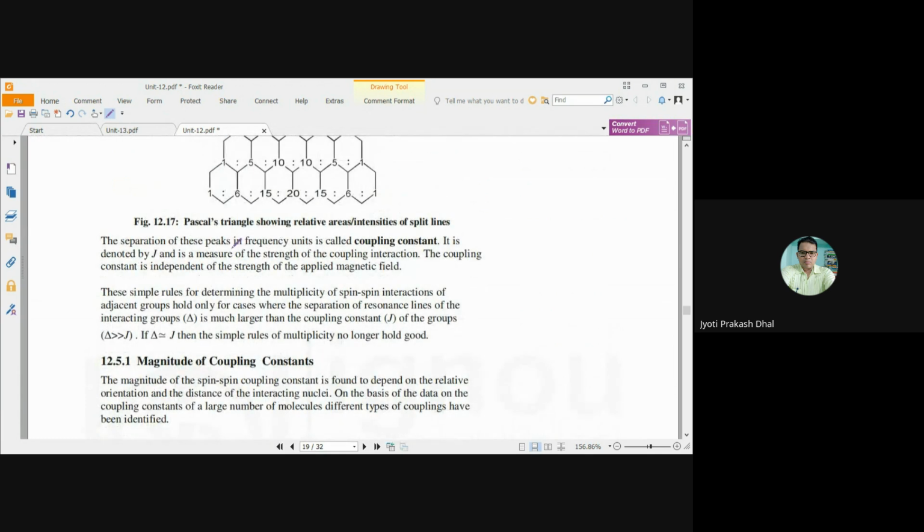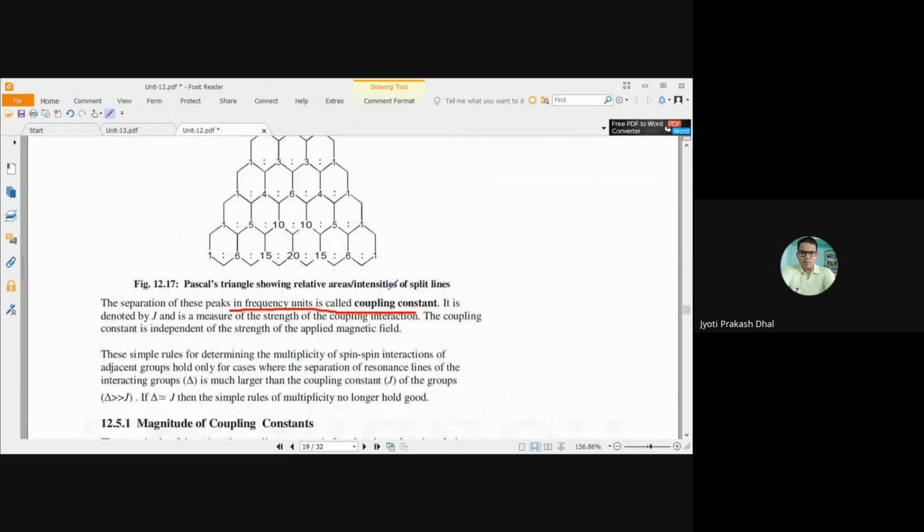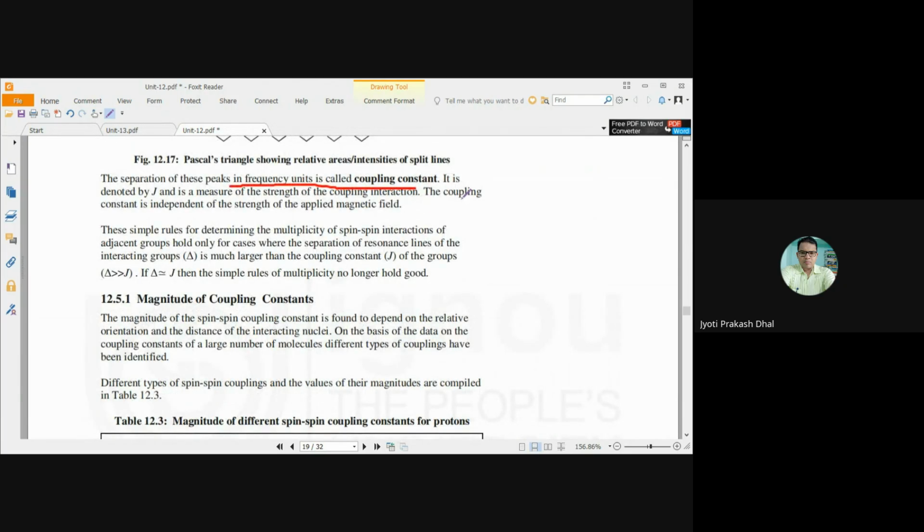The separation of this fixed frequency is called the coupling constant. So this separation between the peaks is called the coupling constant. It is denoted by J and is a measure of the strength of the coupling interaction. The coupling constant is independent of the strength of the applied magnetic field.